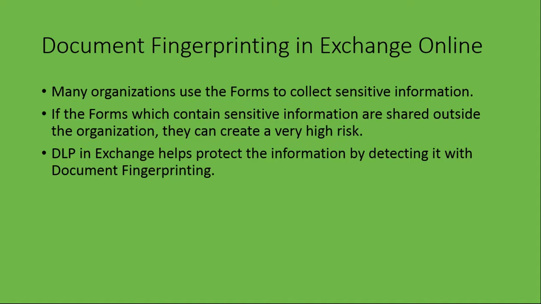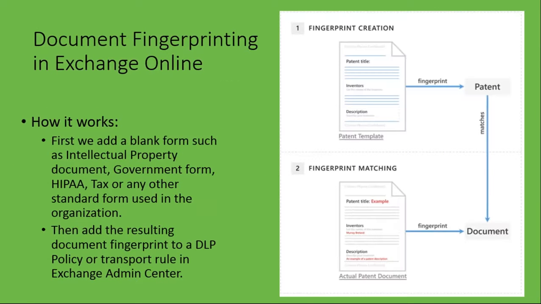Document fingerprinting is nothing but a blueprint or the scanning of the template of the document. We will see how document fingerprinting works in Exchange Online and how we can protect such standard documents from sharing by email. So let's see how we can protect the document. Basically how it works is we first take the blank template of the document which we want to protect. In that template we want to make sure that there are headers in the document, and it is a blank document. The fields are not actually filled by the people. It's blank with the headers.